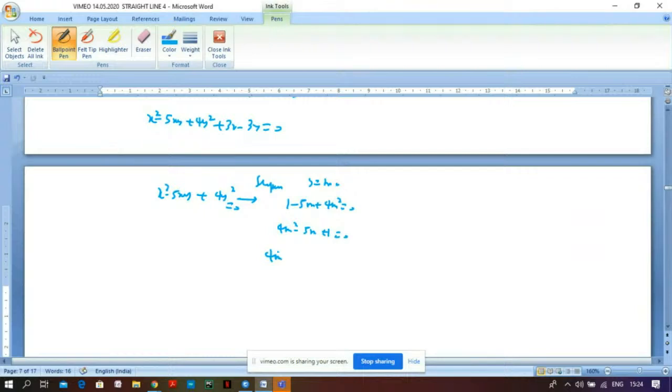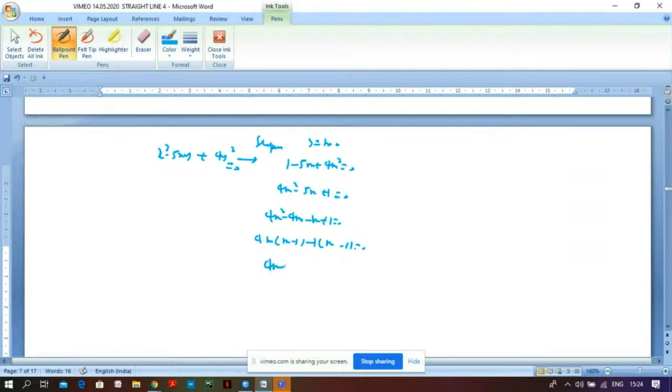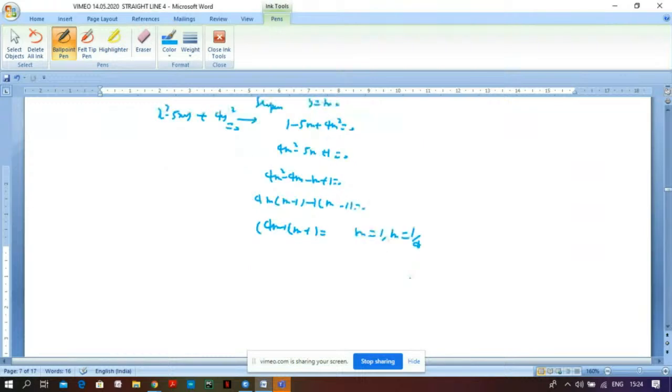So that is 4m square minus 4m, m equal to 1 is a root, 4m, and then minus m plus 1 is 0. That's 4m times m minus 1 minus 1 times m minus 1 equal to 0. So I'll get 4m minus 1 times m minus 1 is 0. I'll get m is 1, m is 1 over 4.